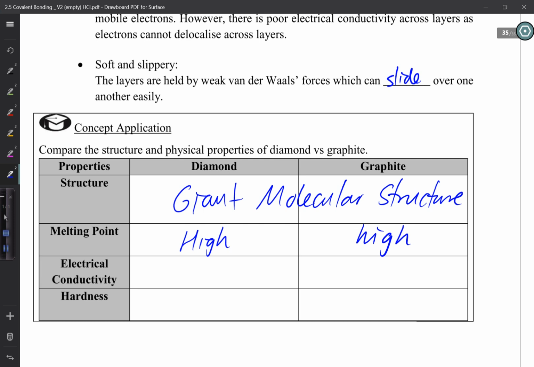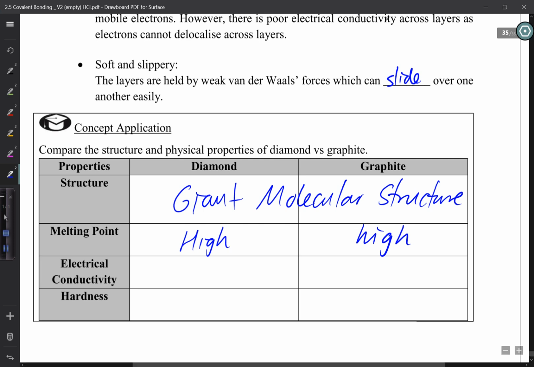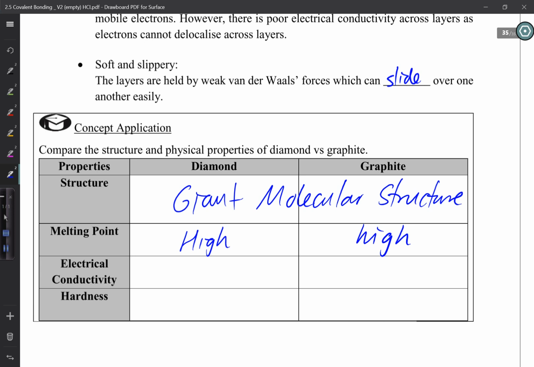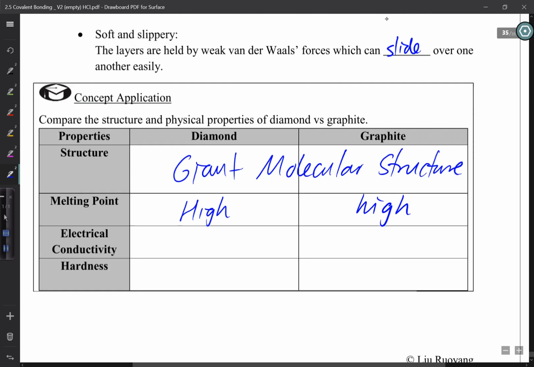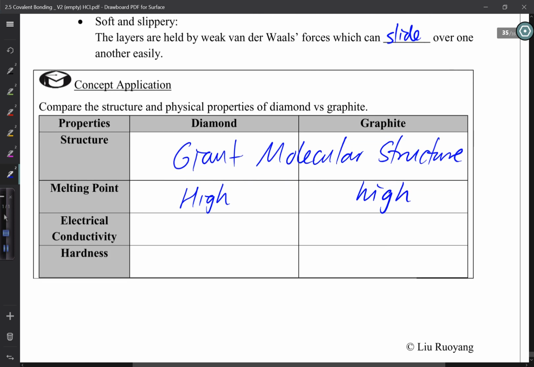Nobody knows. In fact, even if you Google the melting point of diamond and graphite, there are some variations as well. My schoolmates memorized it as 3,000, but most of the time it's above 3,000. You can go and Google, you won't find an exact value. It depends on the purity as well as some other factors.